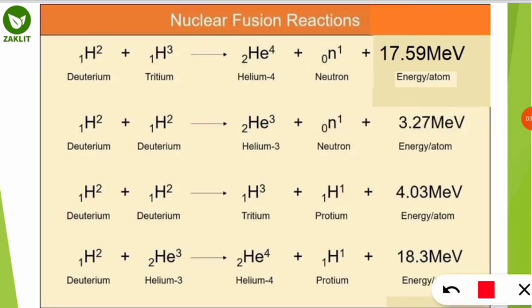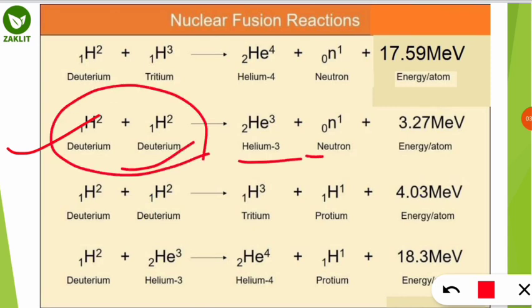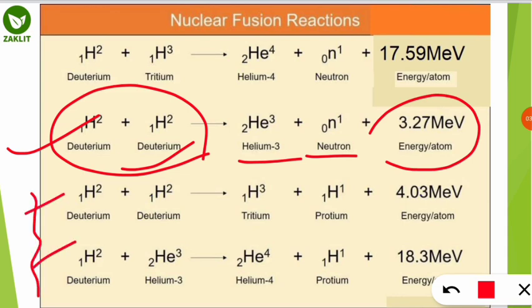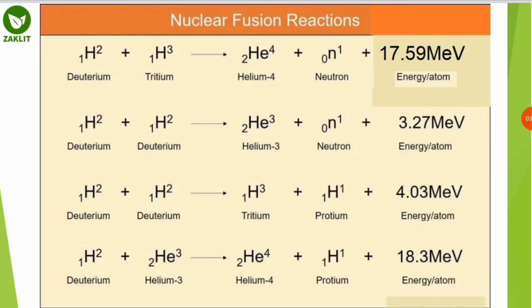Next thing you should know is that if deuterium and deuterium are fused, then helium-3 and a neutron are released, and 3.27 mega electron volt of energy per atom is released. I will not tell everything, otherwise it will be boring. You can pause the video and write all these things down: what the reactions are, with which nucleus, and how much energy is released. Now coming to our point.